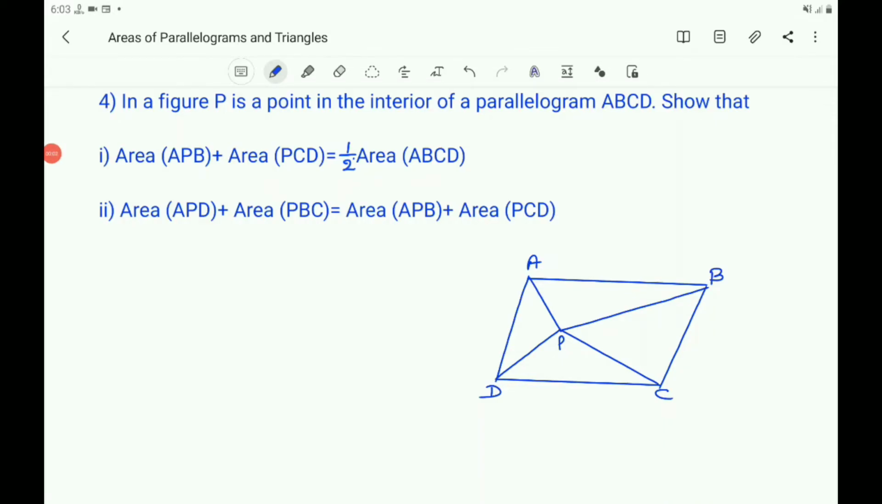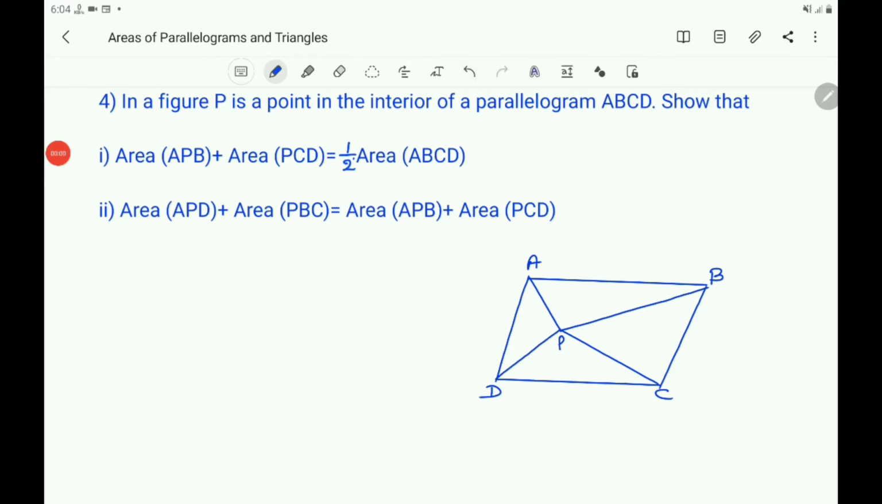Children, it is a continuation of the chapter Areas of Parallelograms and Triangles. Now let us continue Exercise 2 of the chapter, the fourth question. What is that fourth question? In the figure, P is a point in the interior of a parallelogram ABCD. Show that area of triangle APB plus area of triangle PCD equals half into area of parallelogram ABCD.